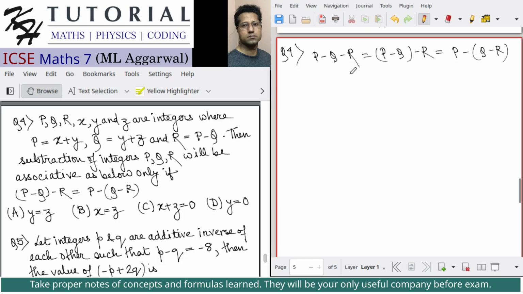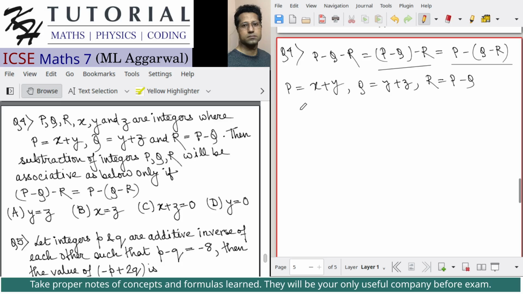When will the subtraction of the integers p, q, r be associative, which means that we will have this equal to this. Now p, q, r have been defined in terms of x, y and z. Given that p is equal to x plus y, q is equal to y plus z, and r is equal to p minus q.